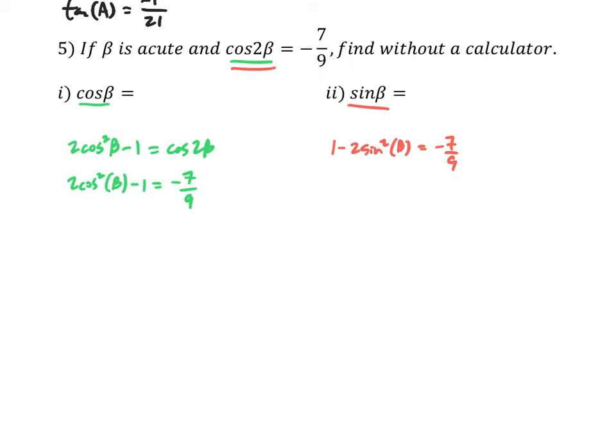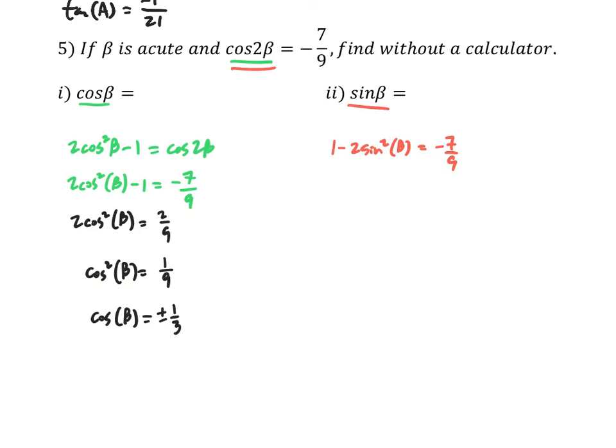I'm going to add 1 to negative 7/9, which gives me 2/9. So 2 cosine squared beta is equal to 2/9. Divide by 2, I get cosine squared beta is equal to 1/9. And then I take the square root of both sides, so cosine of beta is plus or minus 1/3.